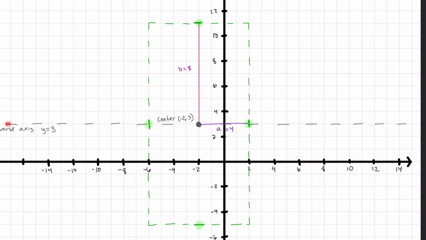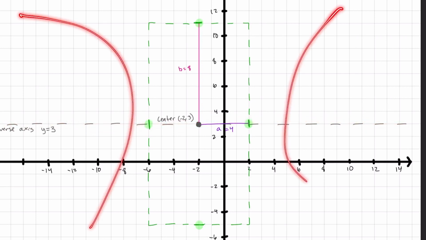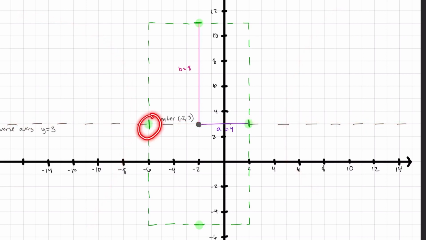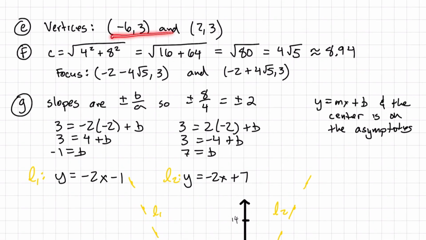But because our transverse axis is this y equals 3, and it's opening horizontal, then I know already that my vertices are going to be here. So -6, 3, and +2, 3. That's what I've done next, are my vertices, right there.